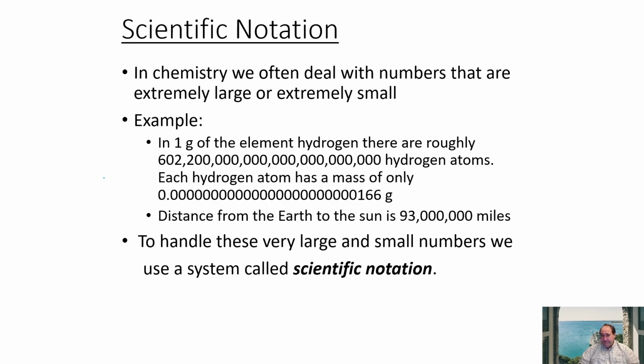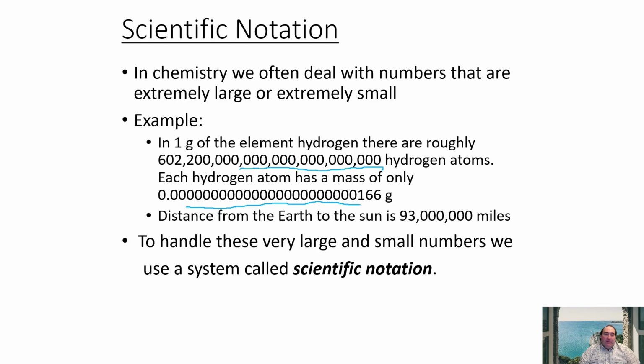So, for example, there is 6,022,000,000... I lost how many zeros at this point, hydrogen atoms in 1 gram of hydrogen. It also has a mass of 0.00, lots of zeros, 166 grams.